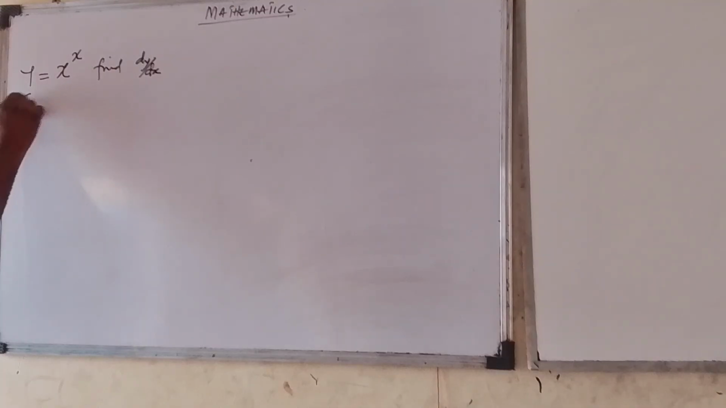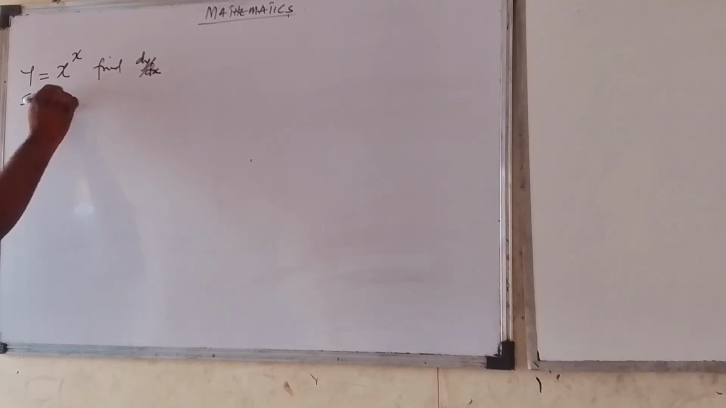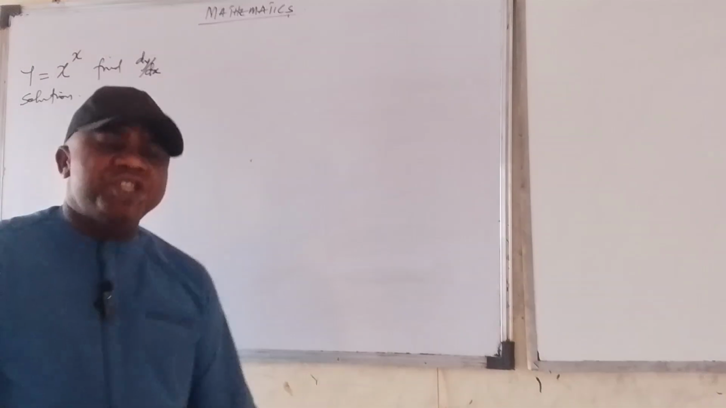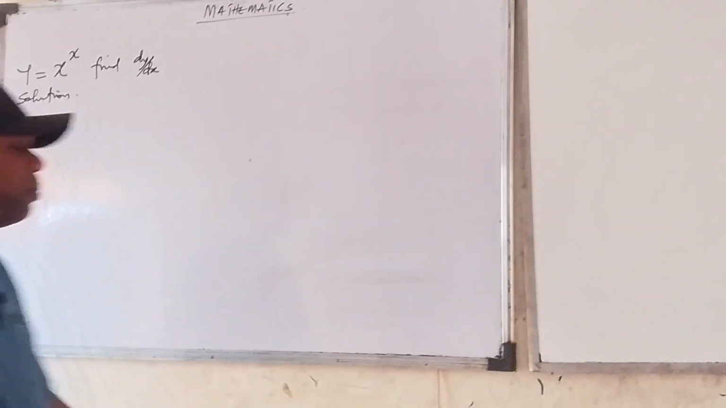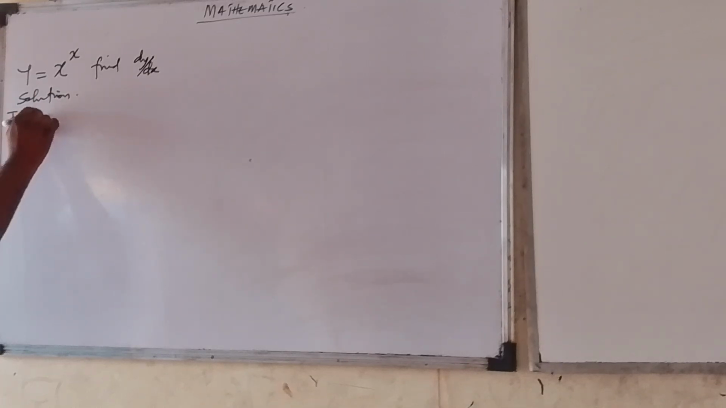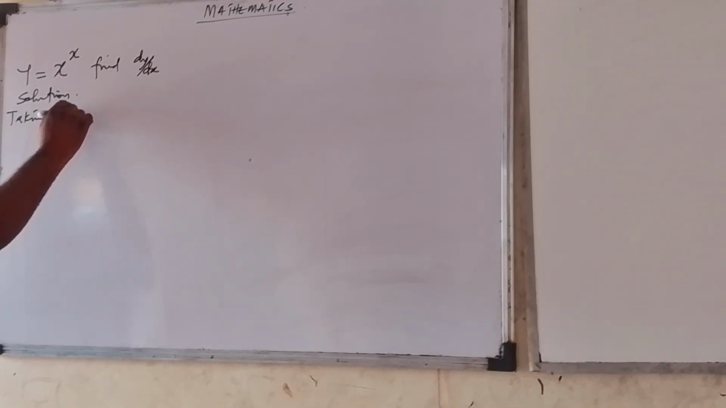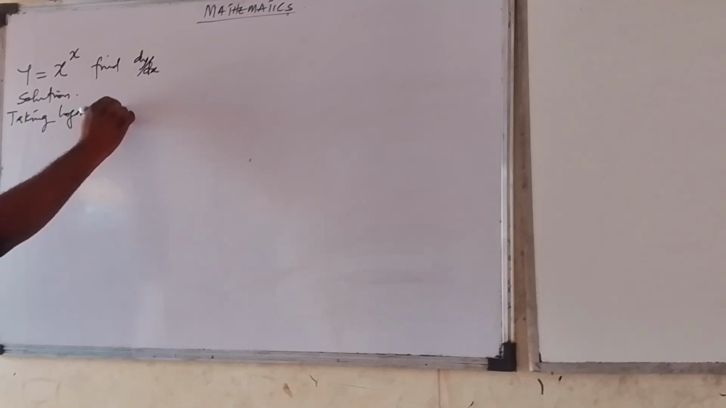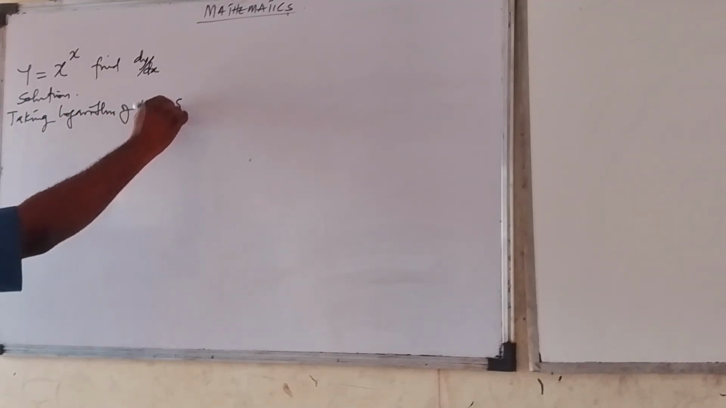So, solution. In this kind of case, that involves an exponential where the base is a function and the power is also a function, you are to take the log of both sides. So taking the natural logarithm of both sides.